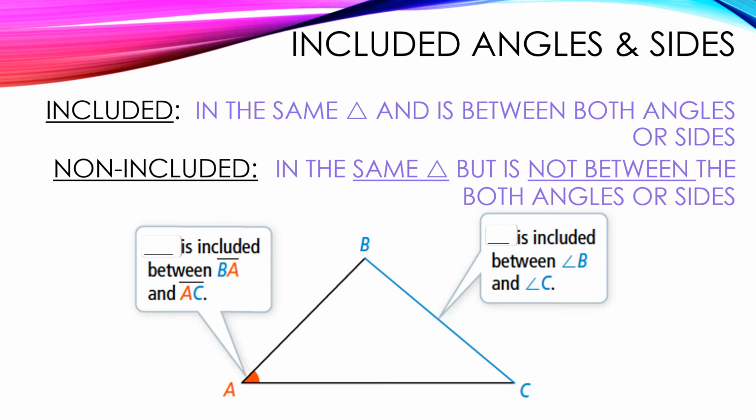So for example, angle A is included between BA, which is here, and AC. It is not included for BC, okay? And then angle B, or line BC, is included between angle B and angle C. Okay? So it has to be basically between.